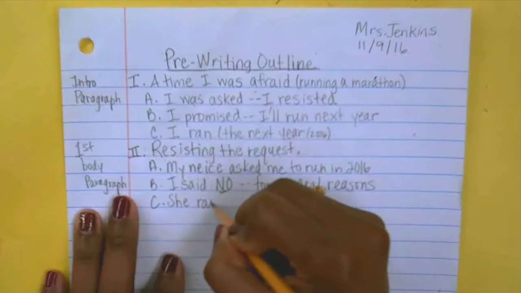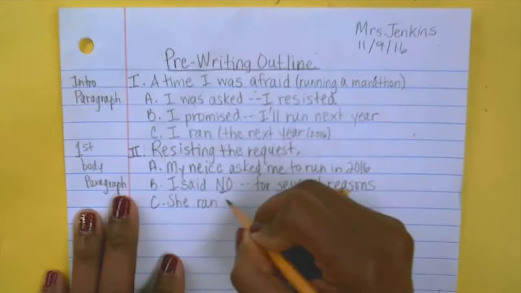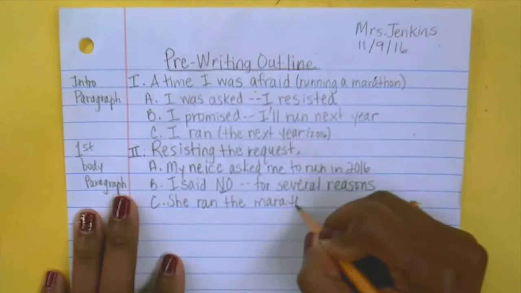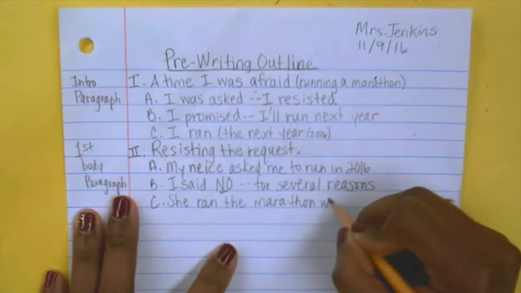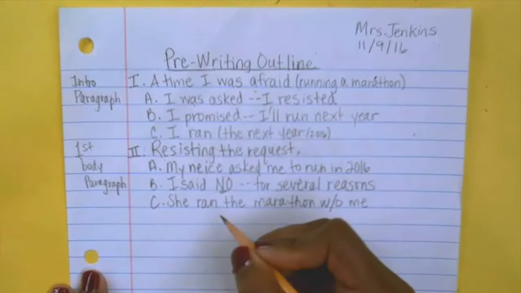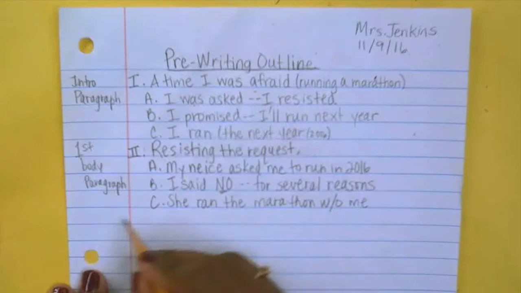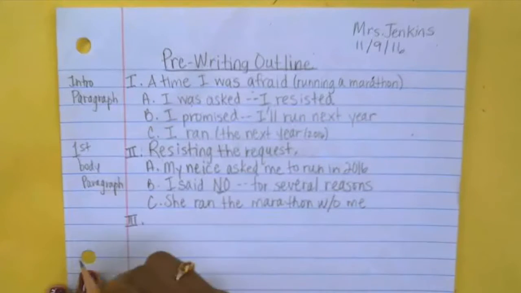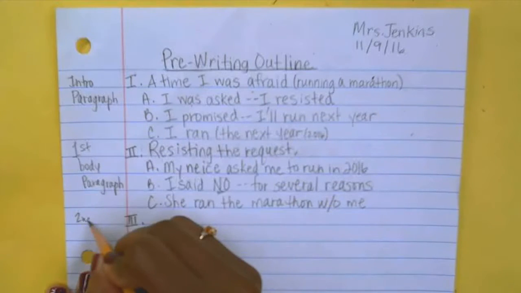So I just basically let her run the race in 2015 on her own, and she did. It was great. She told me about it. She told me how wonderful it was, and yeah, I was happy because I dodged that race. I didn't have to run it. So that was pretty much it. Pause the video, and you work on your Roman numeral 2.